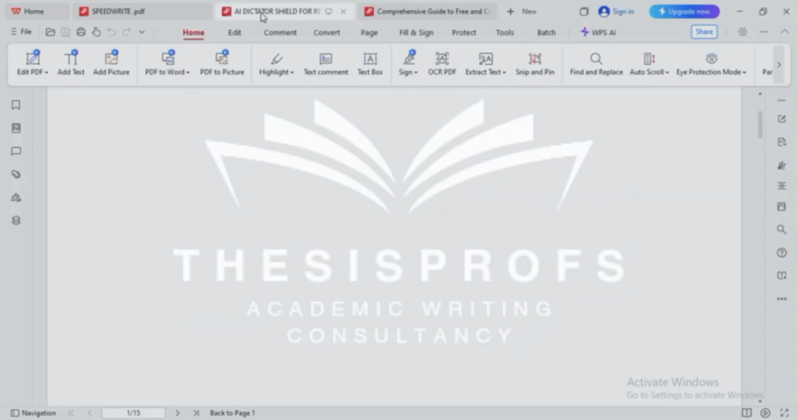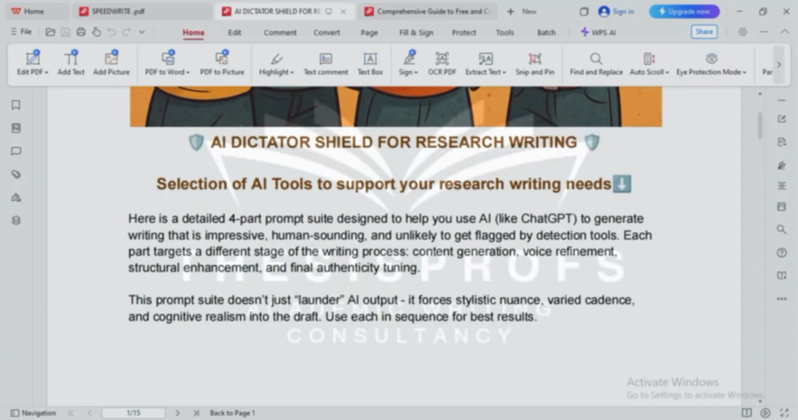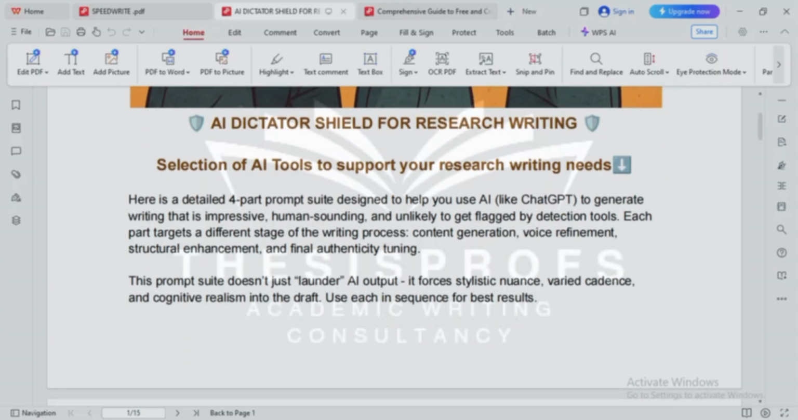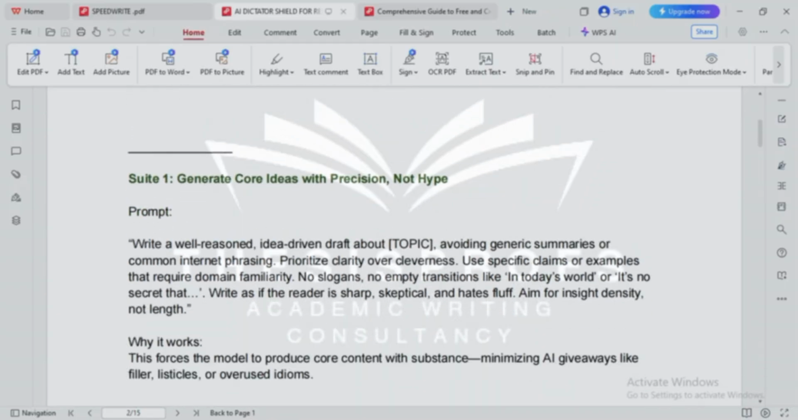Now this is another: an AI detector shield for research writing. I'm showing you this so that you would know the importance of this document or this system. Now, a selection of AI tools to support your research writing needs. Here is a detailed 4-part prompt. Here we have given you how to prime your AI. This is more like the prime.